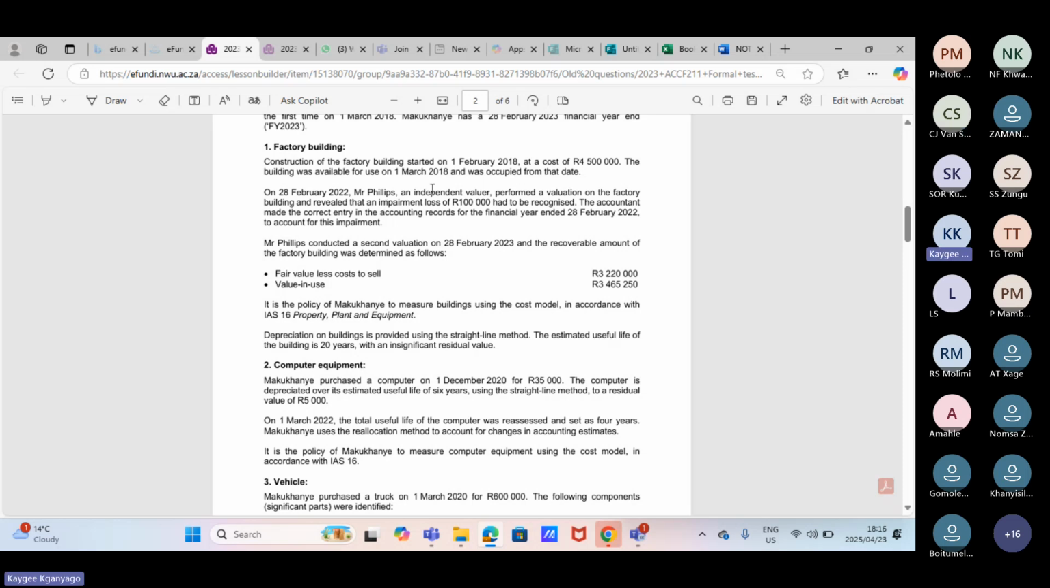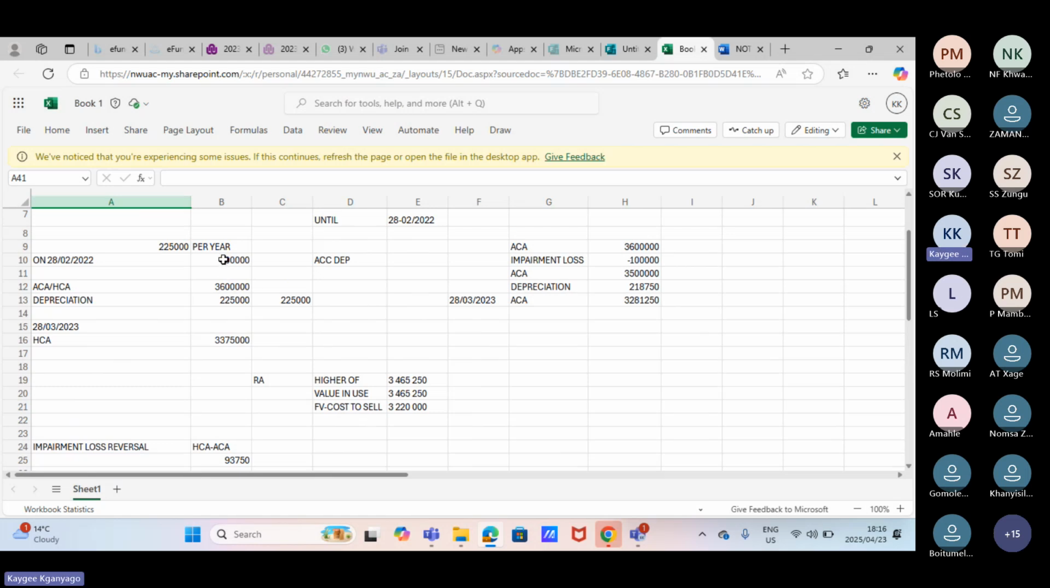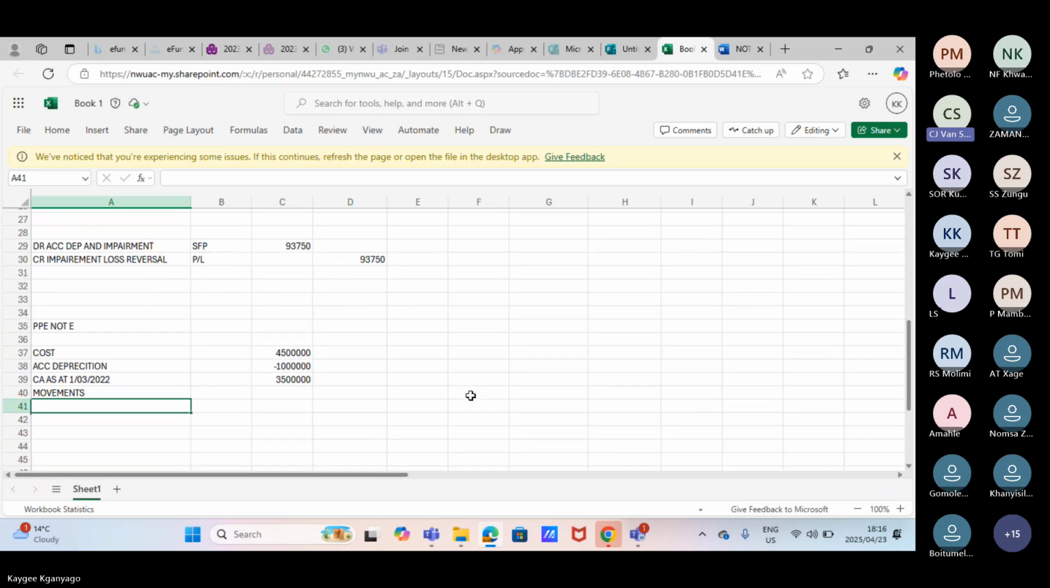Yes. That impairment loss is not within the current financial year. It happened on the last day of last year, of the prior year. This 100,000, remember, it was supposed to be accounted in the records on which day? On the 28th February 2022. Therefore, up until this day, I calculated my accumulated depreciation as 900,000 before taking into account the impairment loss. Can you see? Yeah, I understand. It was just something I thought of, but it was wrong, so it's fine.